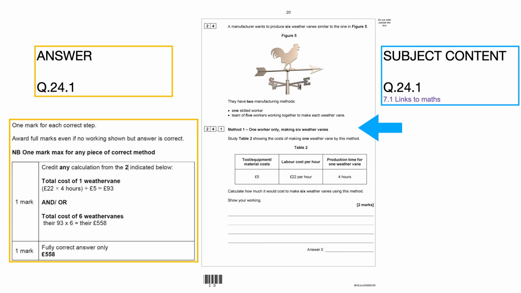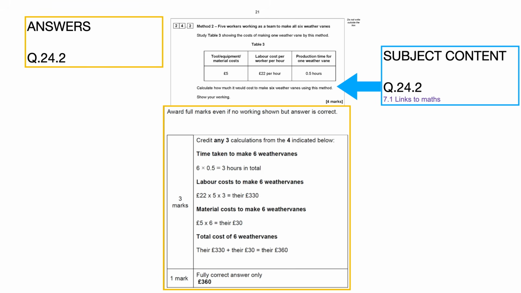Calculate how much it would cost to make 6 weather vanes using this method, and you need to show your working for 2 marks. So we need to award full marks if no working is shown, but the answer is correct. And you get 1 mark for crediting any calculation from the 2 indicated below. So the total cost of 1 weather vane is 22 times 4 plus 5, that's £93, or the total cost of 6 weather vanes is 93 times 6, so £558. The fully correct answer only is 558, and if you were to just write that number, you would get the full marks.